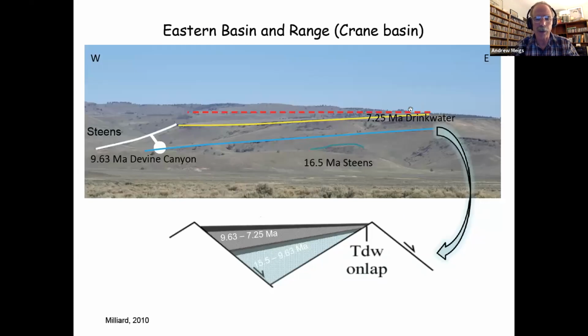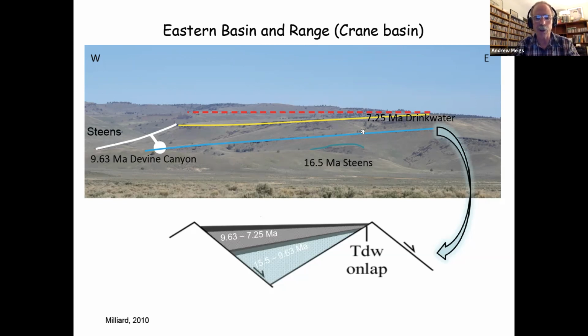So if you look out in the Crane Basin, this is now to the east of Burns, Oregon. This is a typical footwall block of a normal fault within the Crane Basin. The bedrock is the Steens basalt, and it's overlain by volcaniclastic rocks and some of the key ignimbrites of Eastern Oregon, like, for example, the Divine Canyon tuff, or in this case, the 7.25 million-year-old Drinkwater basalt.